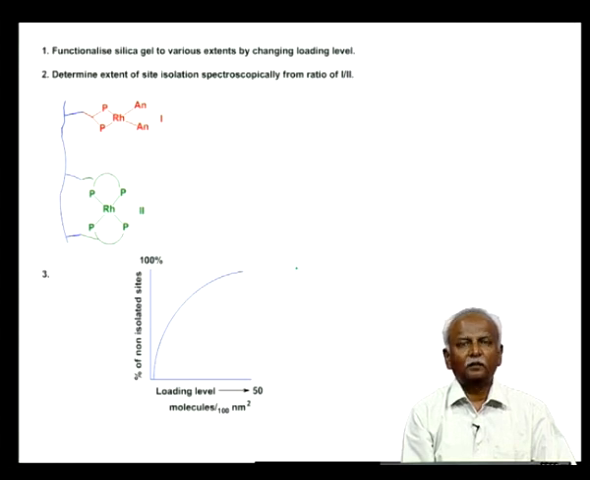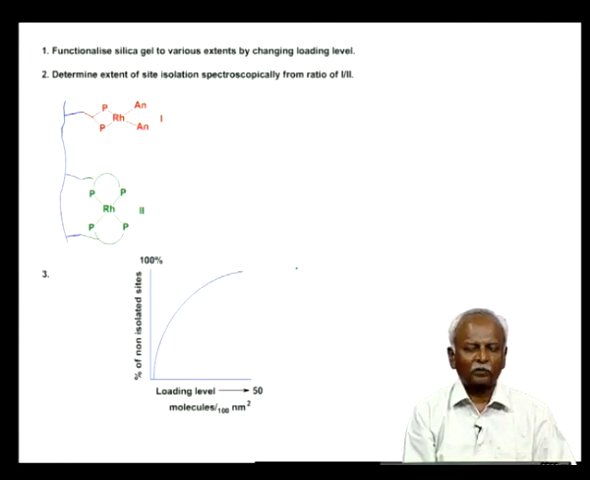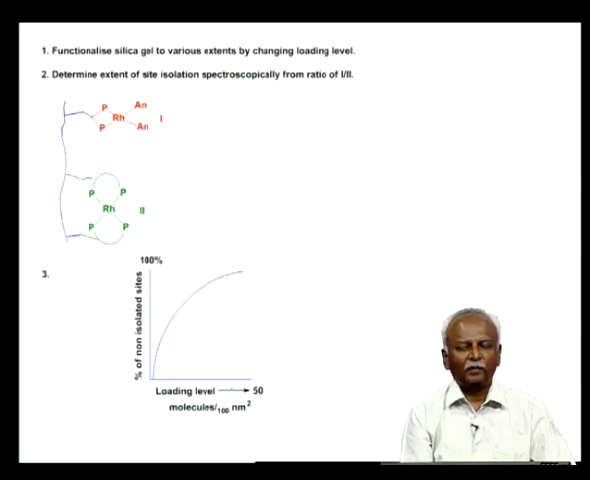And they showed by carrying out this functionalization to different extents that the loading level was correlated with the number of non-isolated sites. So, if you load the catalyst to a very large extent, then the percentage of non-isolated sites will be increasing. That means, the percentage of dinuclear species is increasing as you increase the loading level. And based on some spectroscopic features, they were able to distinguish the two systems, and subsequently they showed that elimination was in fact happening from a dinuclear intermediate.